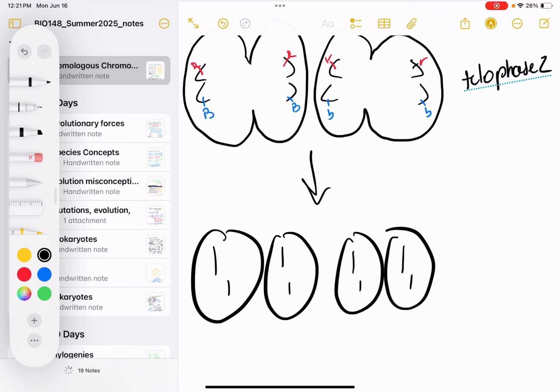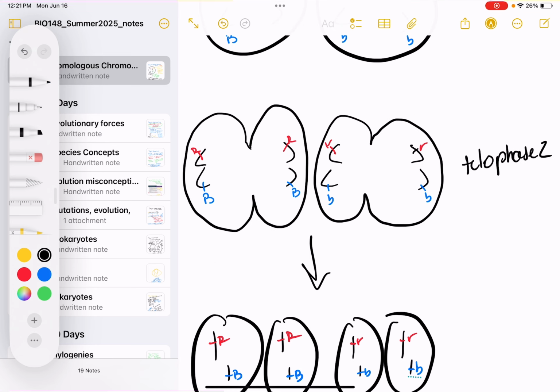Okay, each one will have a long chromosome that has the R gene on it. Sometimes it's a capital R allele, sometimes it's a lowercase allele. The short chromosome is going to have the B gene, sometimes a capital B, sometimes a lowercase b, okay? And now we can ask these same questions again, okay?